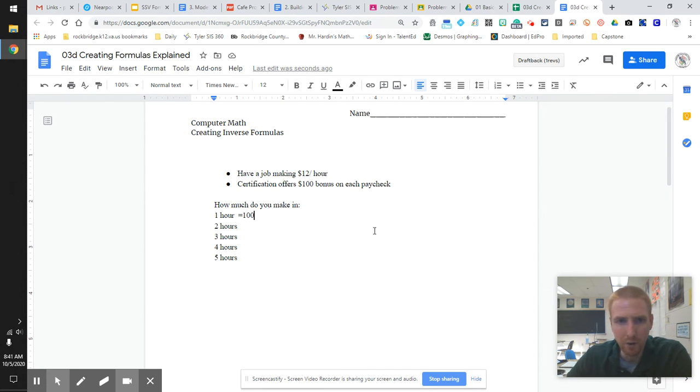So I make $100 just for having this certification before I even do any work. And then I would make $12 more for that hour I worked, so it'd be 112. All right. What's really key here is thinking about what you're typing in the calculator. And sometimes seeing it written out will really help you see what to do. So for 2 hours, I get that $100 plus $24. And most of y'all probably can do that without a calculator at that point.